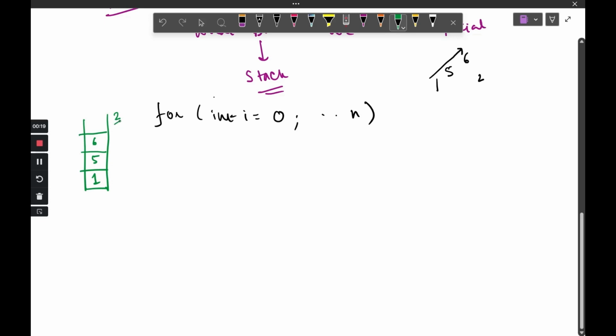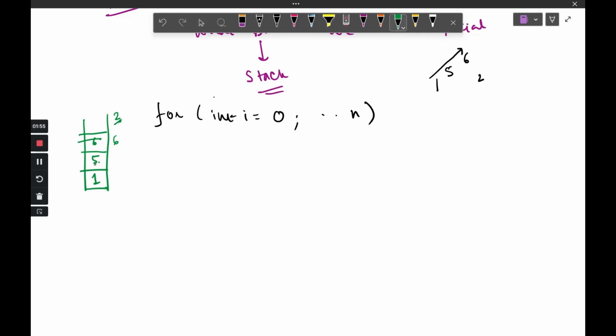What I'm comparing is whether my current value is lesser than the top of the stack. If it is lesser, I need to pop it out because my pattern is being violated. I'm going to pop it out and calculate the area then and there. For 6, what is the width? 6 into 1, so I got the area of 6. I'll remove 6.